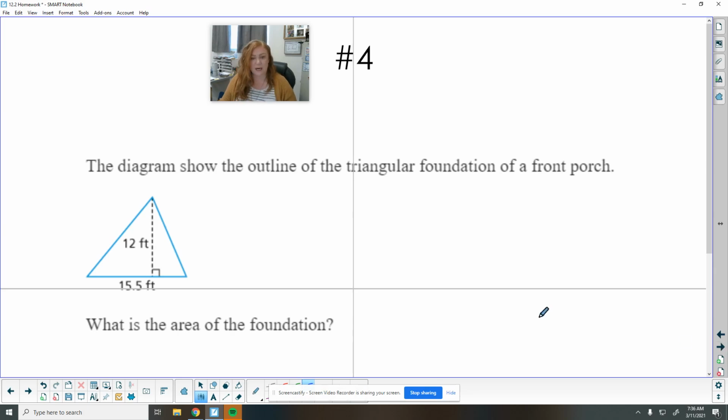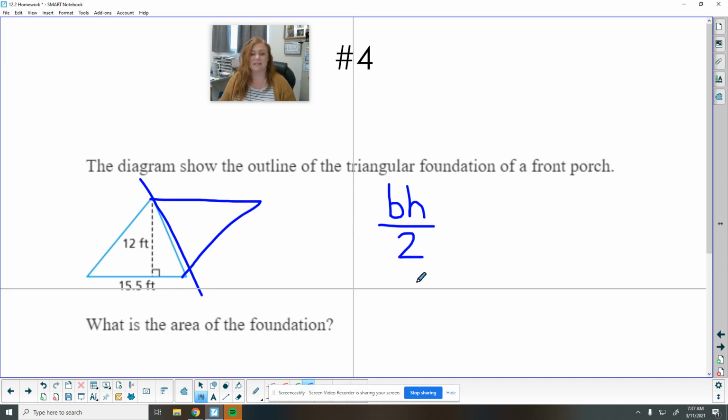Okay, number 4. The diagram shows the outline of a triangular foundation of a front porch. What is the area of this foundation? So our formula, we take the base times the height, but that gives us a parallelogram here. So we want to cut it back in half. And so let's plug in what we know. So here's our base is what it sits on.